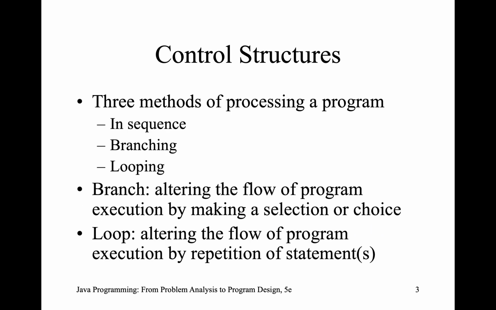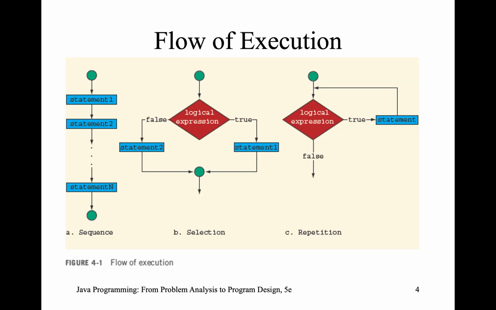There's 3 types of methods of processing a program. The first type is called sequence, and sequence looks like this. So we have statement 1, it's what you've done for lab 1 and for lab 2. You process the first statement, then the second statement, and we do each statement in sequence from the top to the bottom.